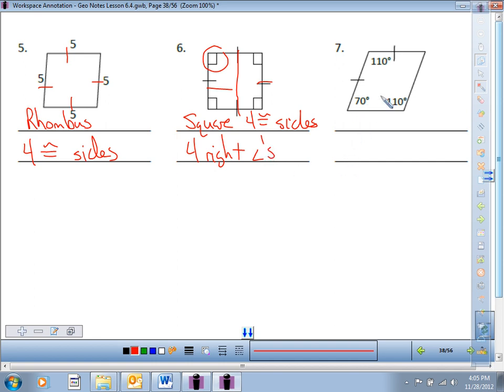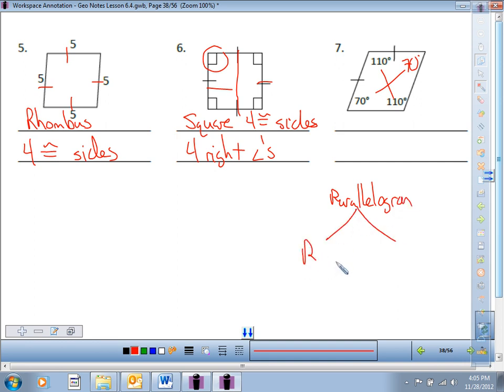7, if we look at this, we know that this is 110, 110, and this is 70. Now we can do our 360 degrees and go 360 minus 110, minus 110, minus 70, and we would find that this guy is 70. Now, because we know that these two are equal and these two are equal, we know it's a parallelogram.